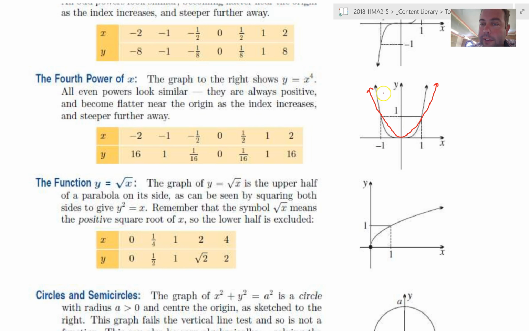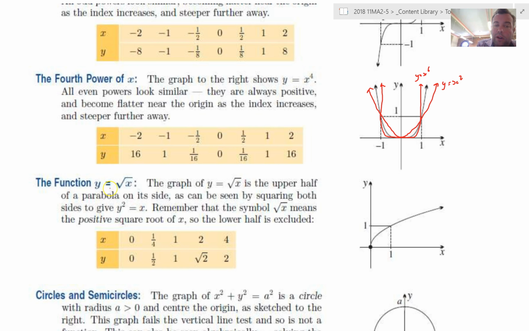If I did y equals x to the power of 6 in there, it would kind of look a bit like this, perhaps. That might be y equals x to the 6 and y equals x to the 2. Right? Passes through the origin. It has a domain of all real x, but a range of y is greater than or equal to 0. Okay? That's the fourth power.